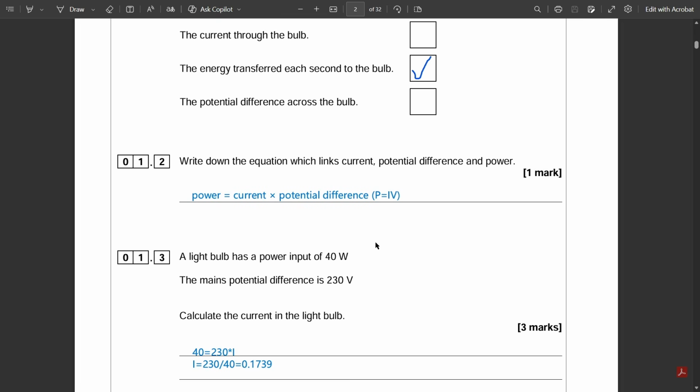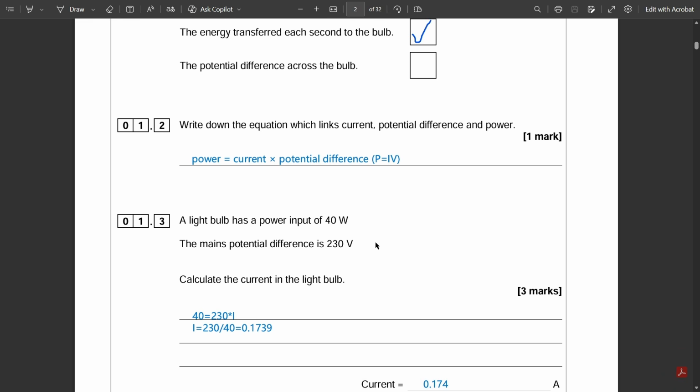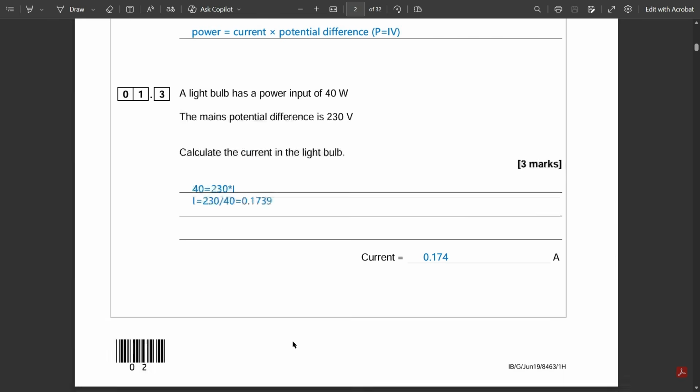And then we're told a light bulb has a power input of 40 watts. The mains potential difference is 230 volts, and we're asked to calculate the current in the light bulb. So we just do power equals current times voltage. 40 equals 230 times I, which is the current. The current equals 40 over 230 equals 0.1739, which I rounded to 3 significant figures, as 3 significant figures is what they usually give it as. So the answer is 0.174 amps.